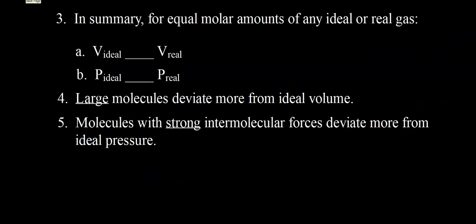In summary, the volume of an ideal gas is less than the volume of a real gas, and the pressure of an ideal gas is greater than the pressure of a real gas. So let's look at some deviations from ideality, we call them. Larger molecules deviate more from ideal volume than smaller molecules. And molecules with strong intermolecular forces deviate more from ideal pressure than molecules with weak intermolecular forces.